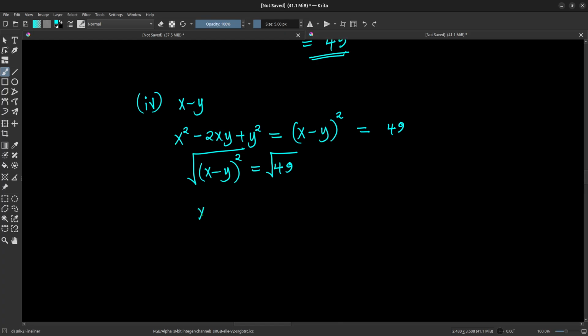So on the left, we have x minus y is equals to, on the right, we know that the square root of 49 is 7, but this must be plus or minus 7. So that is the value of x minus y.